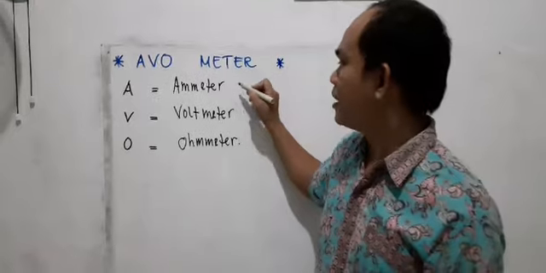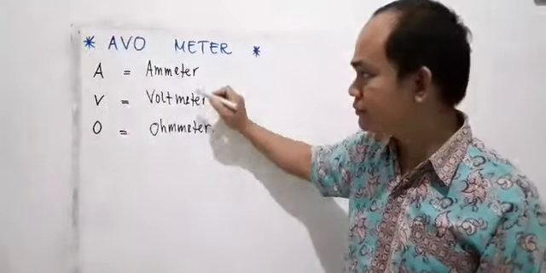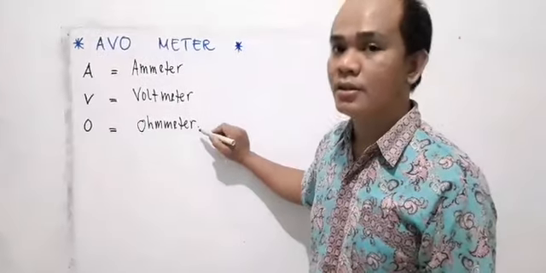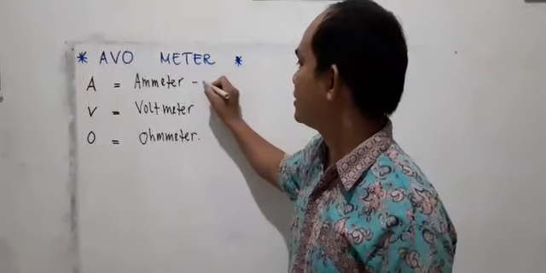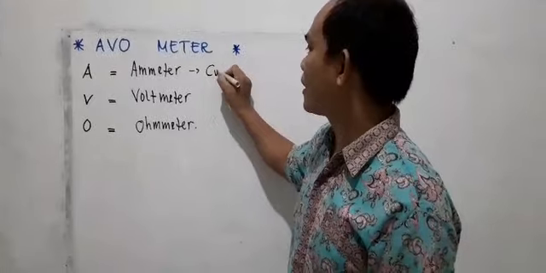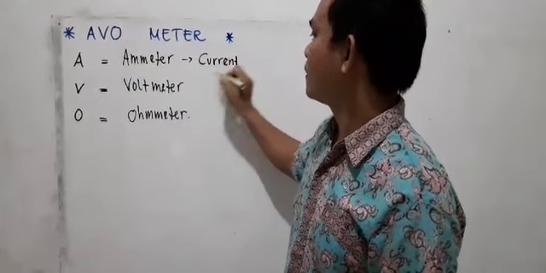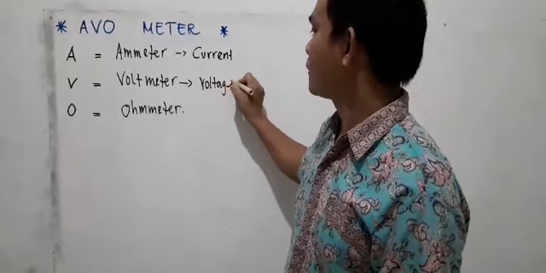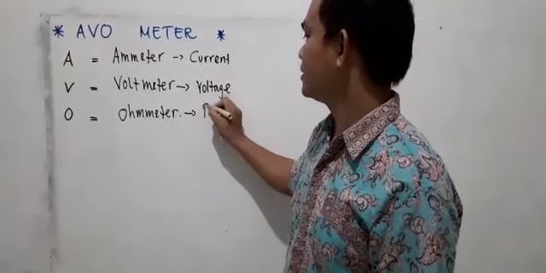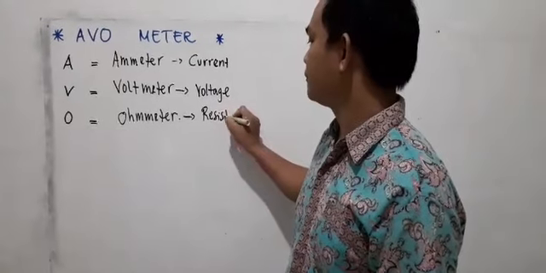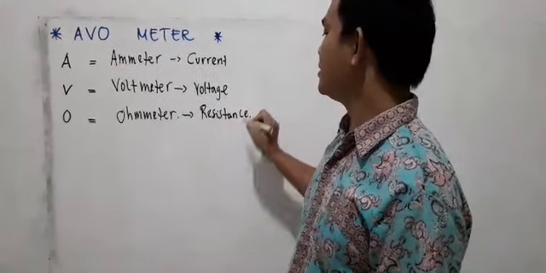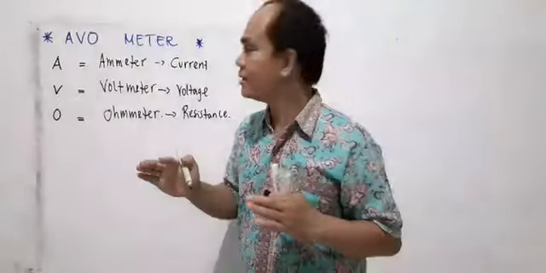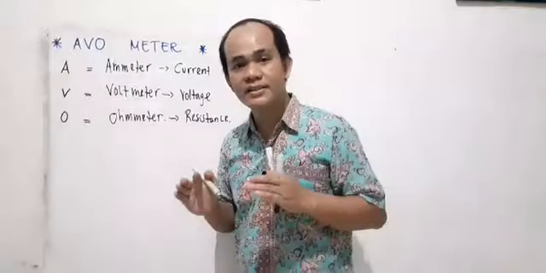The ammeter is to measure current, the voltmeter to measure voltage, and the ohmmeter is to measure resistance. Okay, this is to measure current, and this is for voltage, and this is for resistance. So the first that we are going to discuss is how to measure current in a circuit.